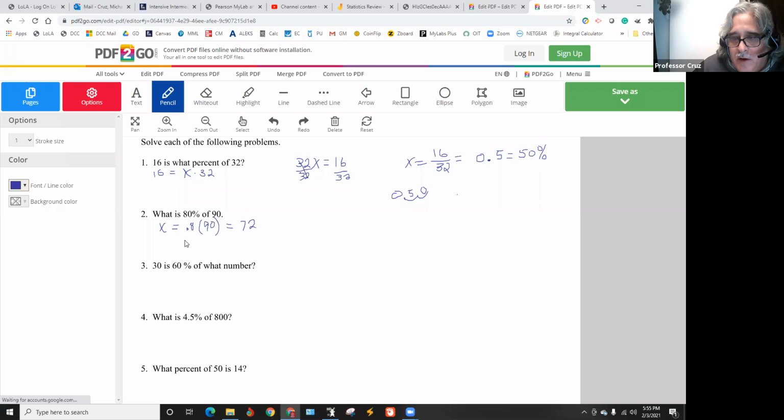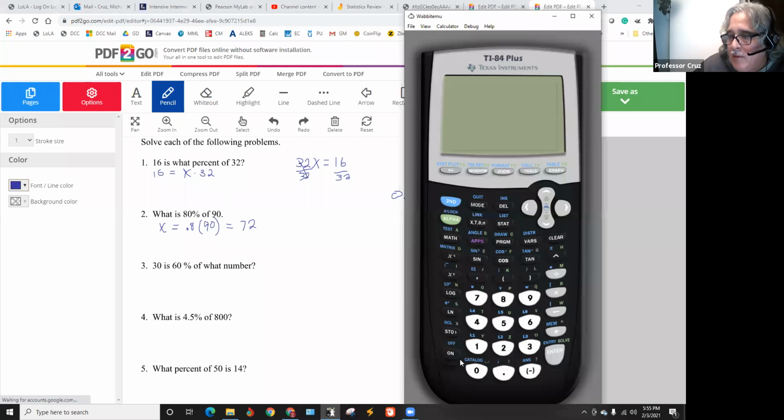And you can kind of test it by, if you put 72 and divide it by 90, you get 0.8. All right. Try the next one.